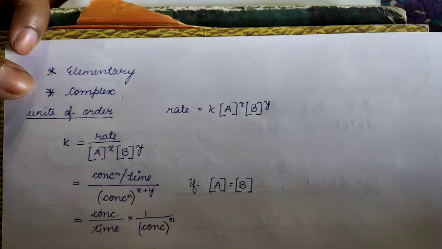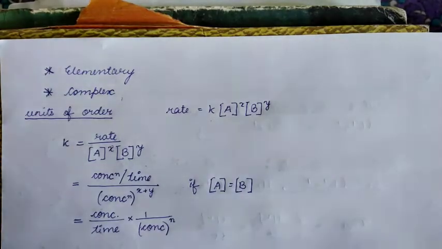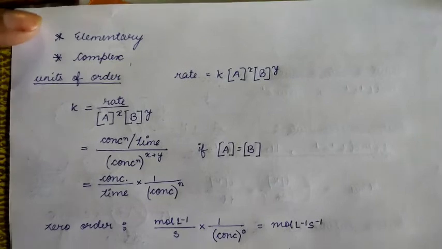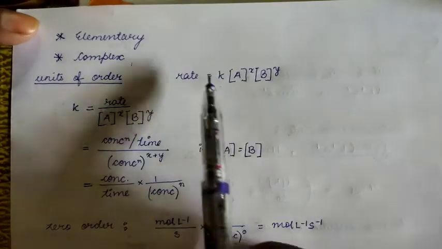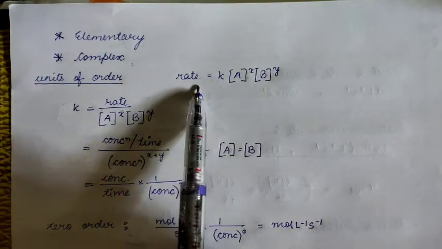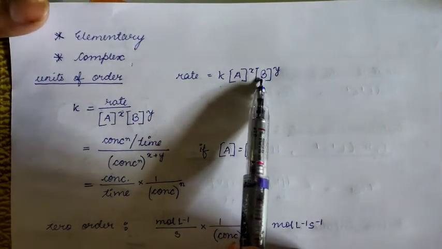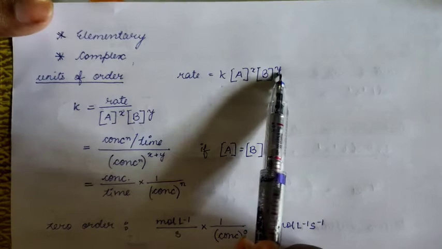Okay, so there are two types of reactions here, elementary and complex, and this idea you have to use later on in the chapter. Now let us go to the units of order. The rate law is given by rate equal to k, concentration of A to the power x, concentration of B to the power y.